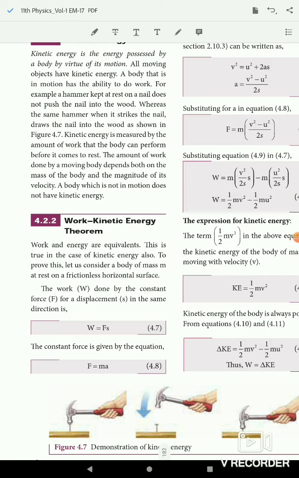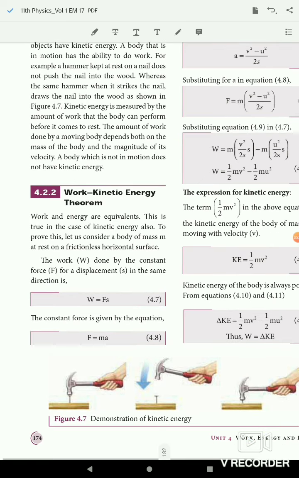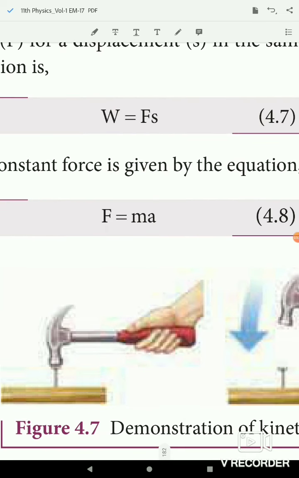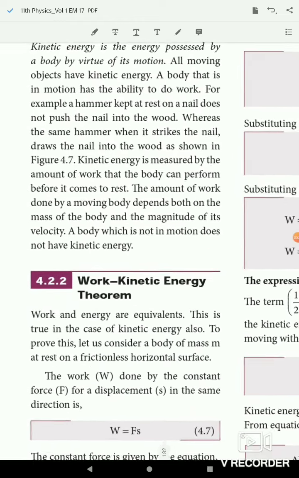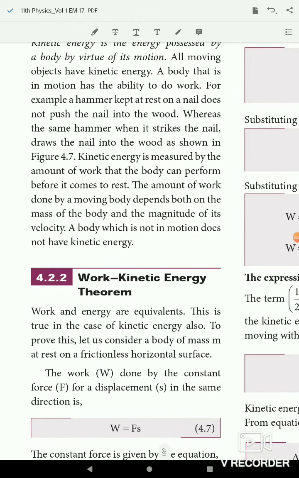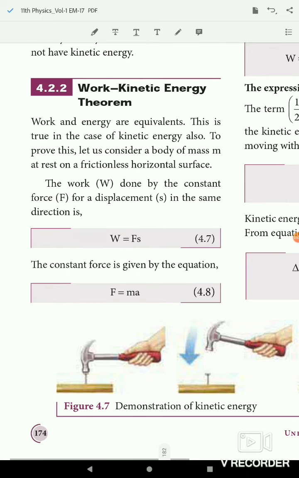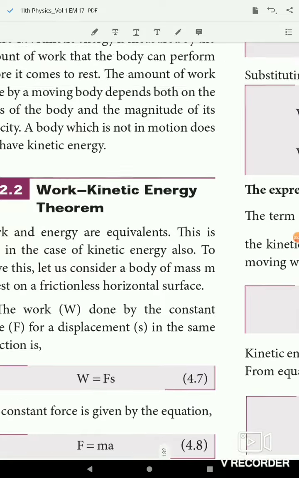For example, a hammer kept at rest on a nail does not push the nail into the wood, whereas the same hammer, when it strikes the nail, drives the nail into the wood.